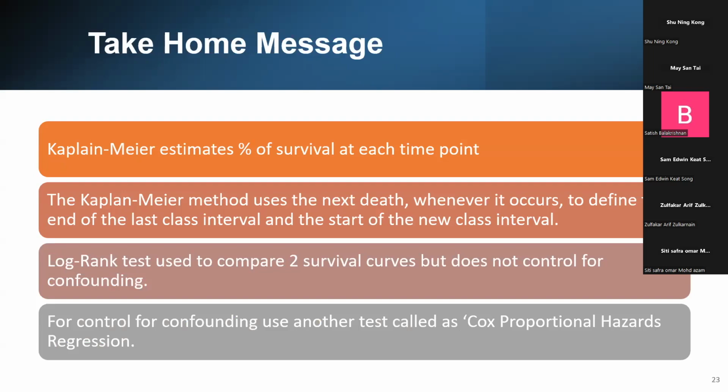When we do Kaplan-Meier estimation, we estimate the percentage probability of survival at each time point, like 5 years, 3 years, or 10 years. We also need to have an interval, the start of the interval and the start of the new class interval. And we also have to add in the log rank test to compare two groups. And also we have to control the confounding by looking at Cox regression.